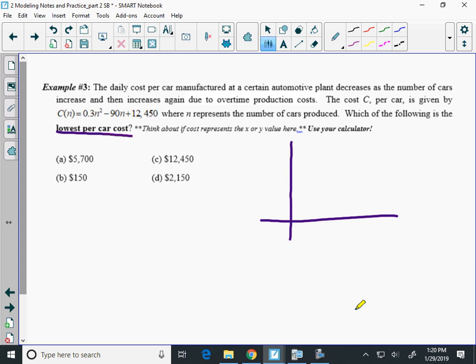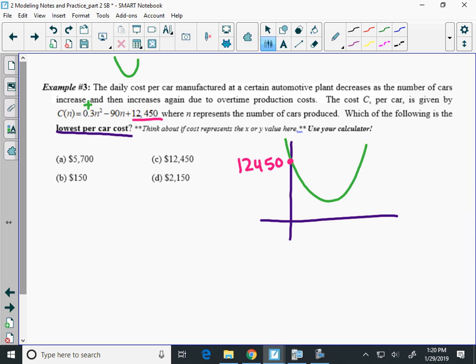So let's talk about this graph. If I look at point 3, is that number positive or negative? Positive. So we know that our parabola is going to open up, right? So we know it's going to be somewhere up here and it's going to open up like this. The next thing we need to think about with our graph is where is the Y-intercept? 12,450. So right now our window I think only goes to 30, so it's definitely not high enough to see this.